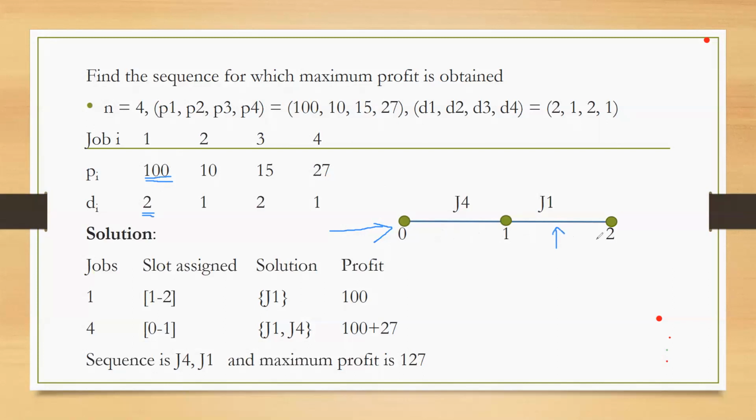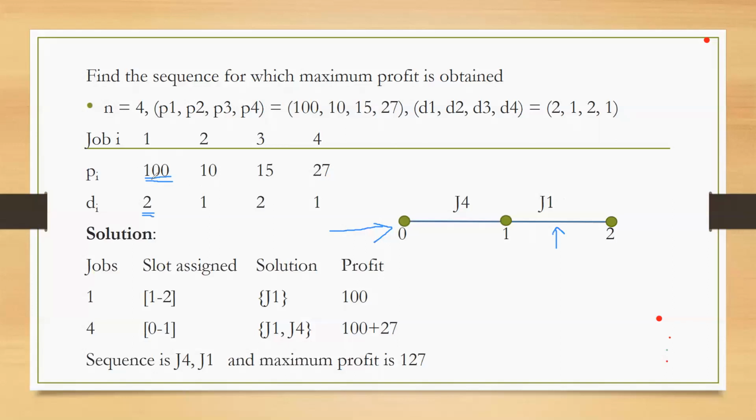Since 1 to 2 can be allotted, 0 to 1 can be given to some other job which has a deadline of 1. So for that purpose, we use the last slot. So the last slot is given to job 1. Okay, so job 1's profit is 100.